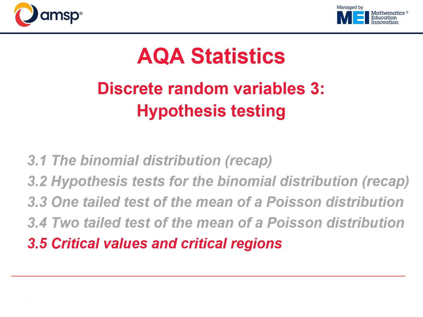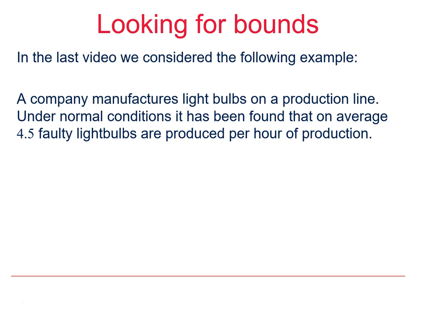Hello and welcome to this AQA Further Statistics video, Discrete Random Variables 3, the last in the series looking at critical values and critical regions. In the last video we looked at this example where we modelled the number of faulty light bulbs produced per hour with a Poisson distribution where lambda is 4.5, and we carried out a test at the 5% significance level.